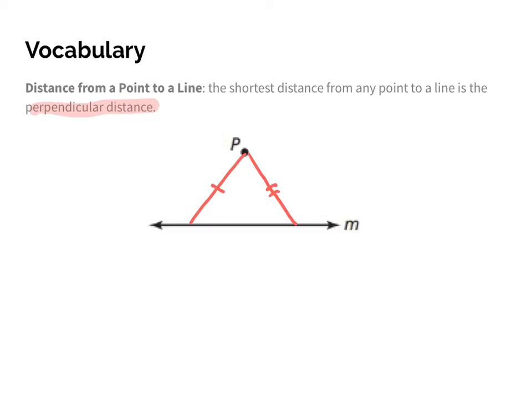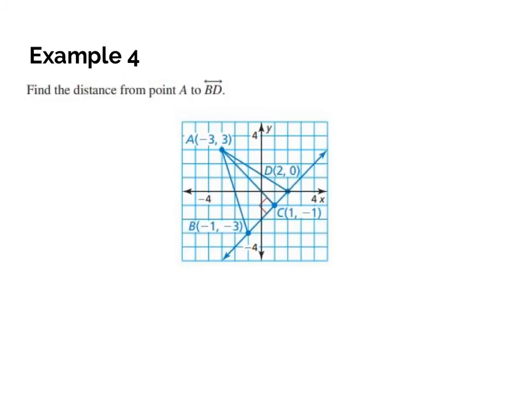So if I were to draw a line, in this case just straight down from P, such that it's perpendicular to line M, which means it forms a 90-degree angle, then this length right here is going to be the shortest distance. So the shortest distance from a point to a line is always going to be the distance that is perpendicular to that line, called the perpendicular distance.